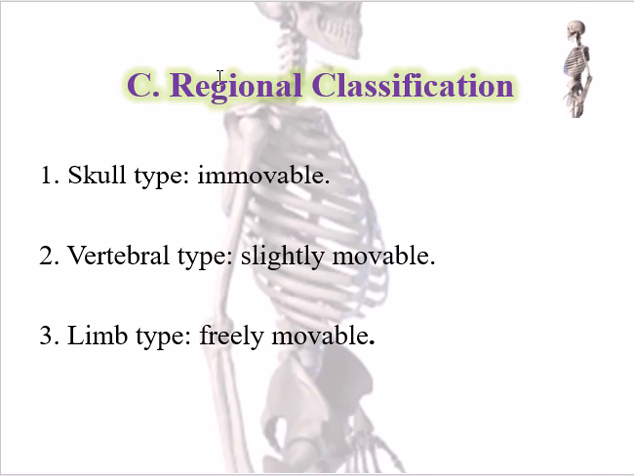Regional classification. Number 1, skull type, immobile. Vertebral type. Number 2, slightly mobile. And then number 3, limb type, freely movable.